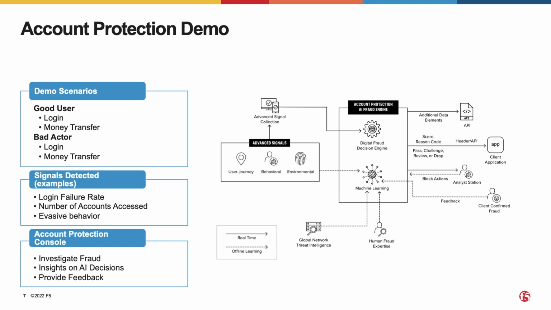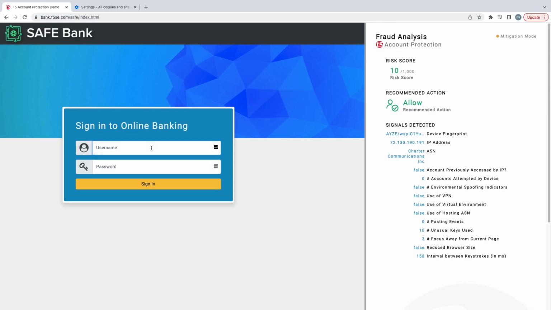Then we'll walk through a bad actor attempting to log in to multiple accounts on the banking application while leveraging some suspicious behaviors and attempting the same money transfer. Then we'll move into the Account Protection Console UI and investigate some fraud incidents like an analyst would do. From there, we'll view the insights regarding the AI decisions of that fraud alert and provide feedback into the system. Now remember, there are hundreds of signals that account protection looks at. However, this demo will only show a limited set of those.